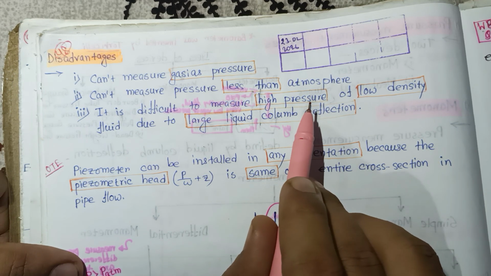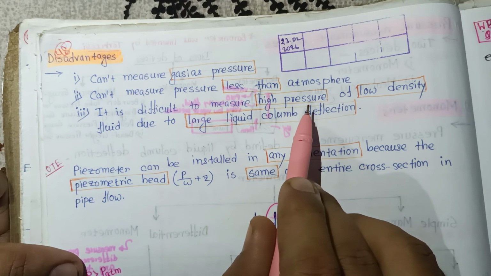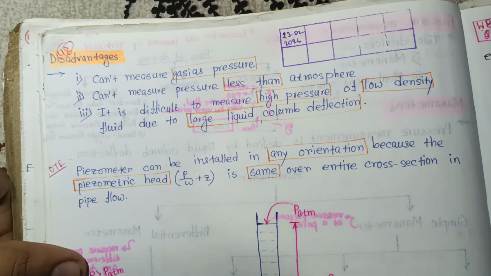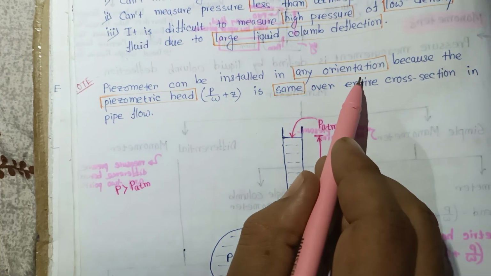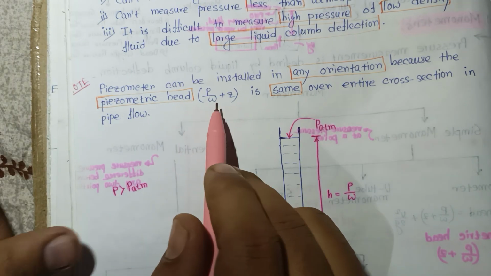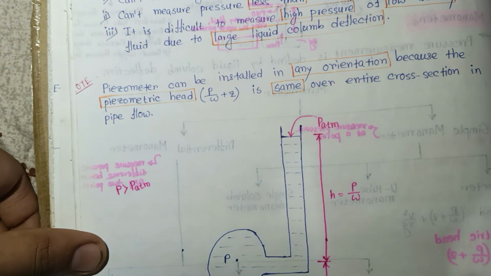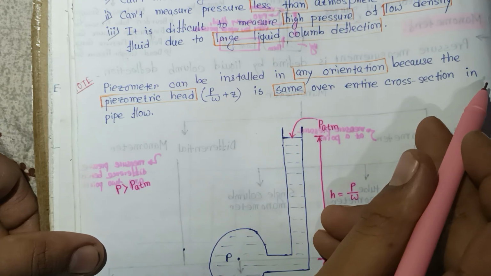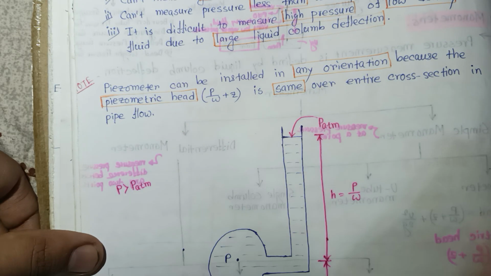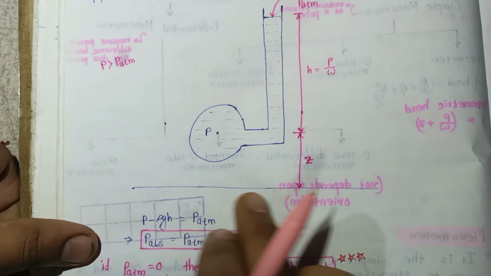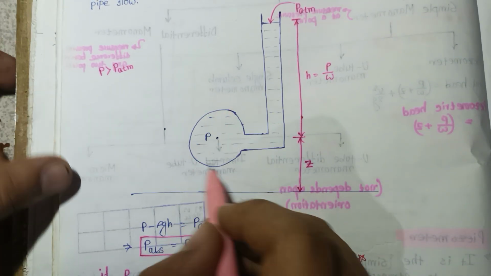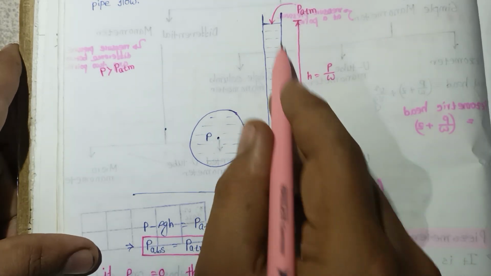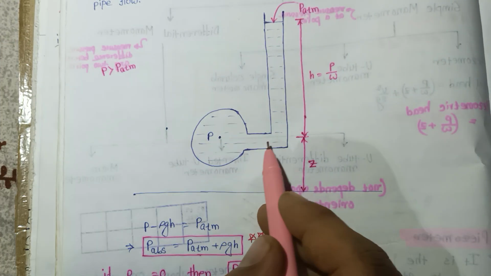So this is difficult to measure that pressure because the liquid column deflection is more for that case. Note that a piezometer can be installed in any orientation because the piezometric height, P by rho g plus z, is the same over the entire cross section in pipe flow. This is the reference line, and there is a point where you have to measure the pressure, and this is the tube here, the L-shaped tube.